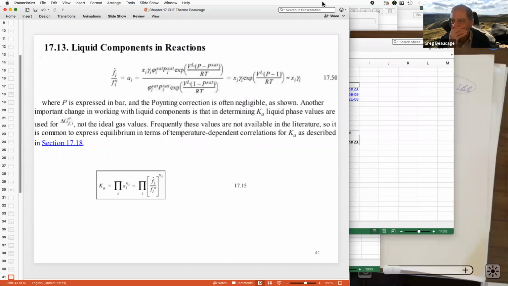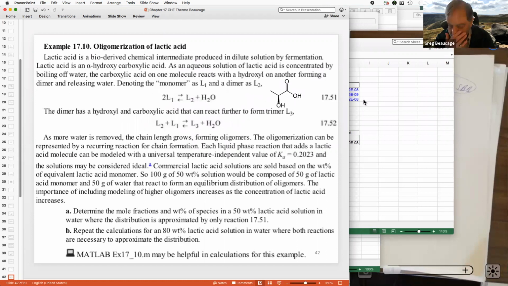The only other thing in this chapter is looking at if you have liquids. So for liquids, basically, you just use mole fraction, the mole fraction in the liquid state, so X instead of Y, and there's no pressure effect. So this thing for a liquid reaction is going to be much simpler. Like they show this polymerization where you're polymerizing lactic acid to polylactic acid, which is just a condensation reaction. So you take the polymer and it gives off water.